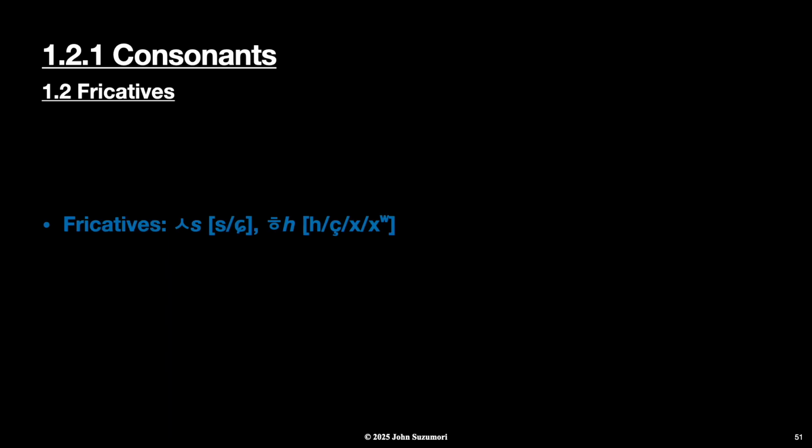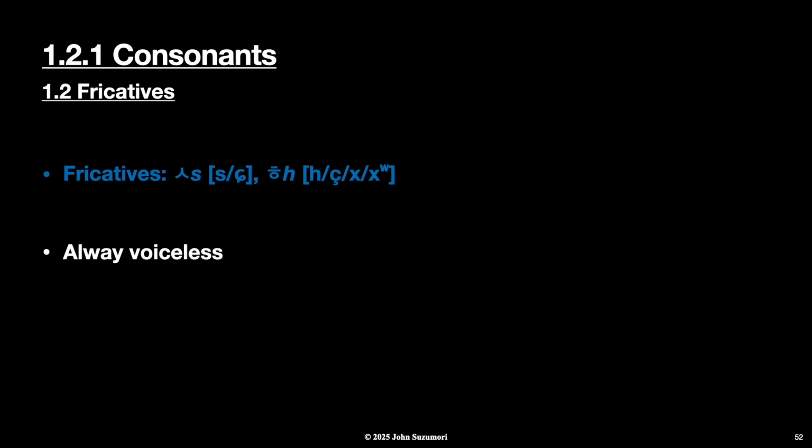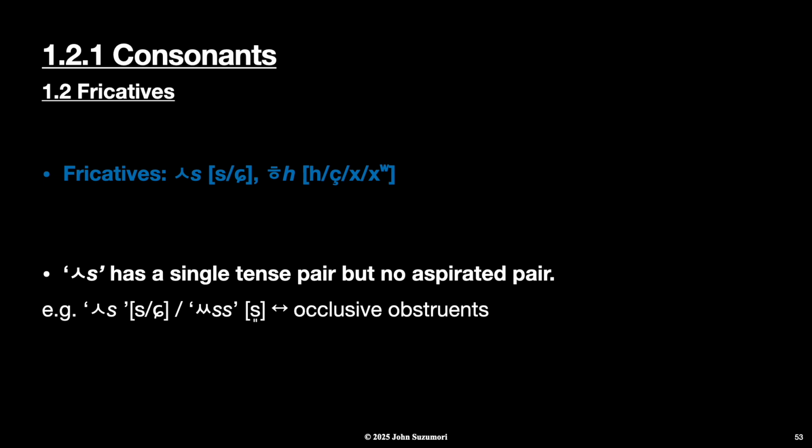The next is fricatives. Unlike occlusive obstruents, fricatives are always voiceless. So even if they occur in between vowels, they still remain voiceless. In other words, they lack voiced allophones unlike occlusive obstruents. As mentioned in the previous chapter, the alveolar fricative has a single tense pair and lacks an aspirated pair, unlike occlusive obstruents.